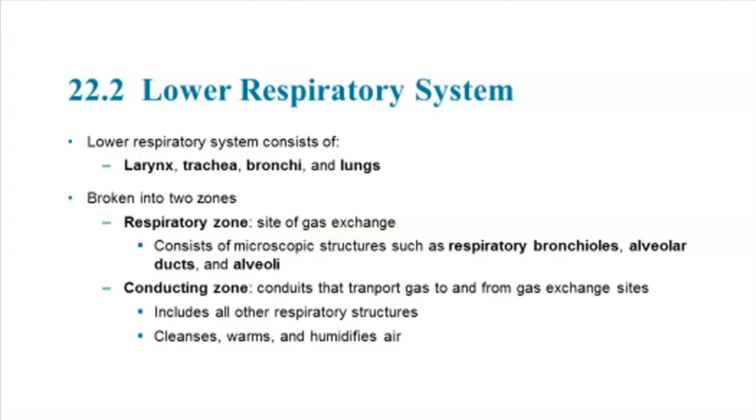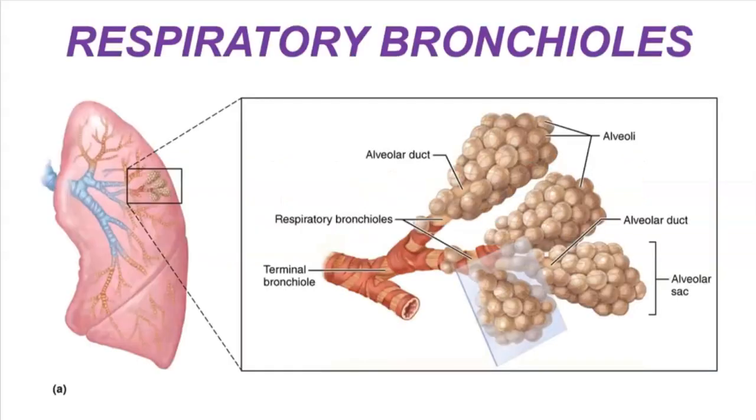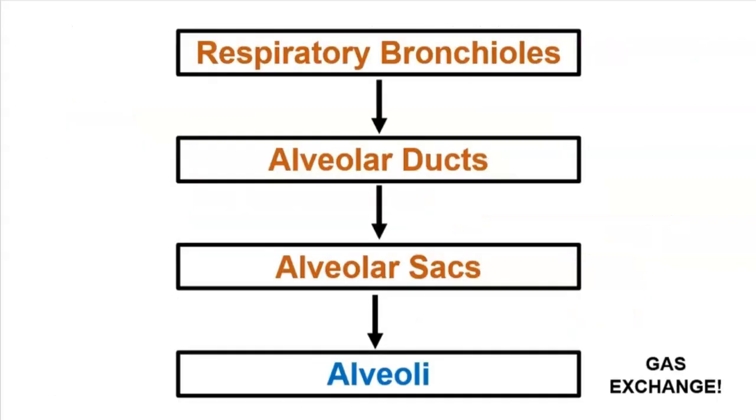So now that we've examined the conducting zone structures, we can turn our attention to the respiratory zone. The respiratory zone represents the sites of gas exchange, that is between the air in the alveoli and the blood that is in the alveolar capillaries. So at the most distal parts of the bronchioles, the terminal bronchioles become respiratory bronchioles, the respiratory bronchioles become alveolar ducts, and the alveolar ducts lead to alveolar sacs, which are small clusters of alveoli. The alveoli are where gas exchange is going to occur.